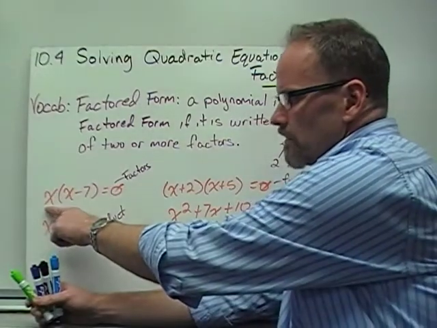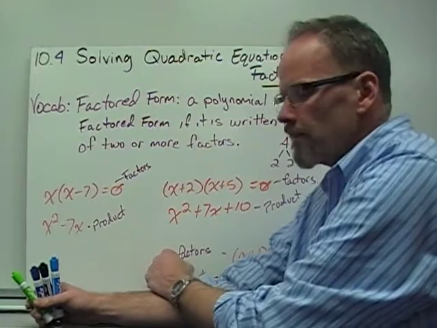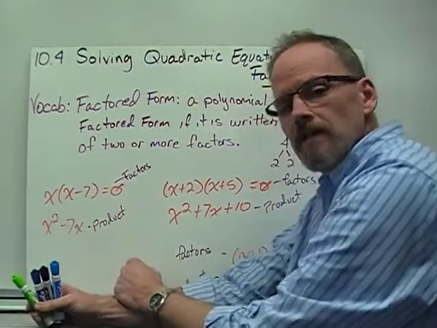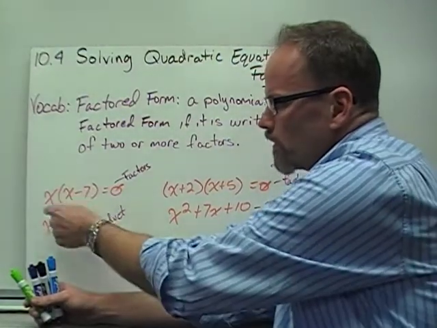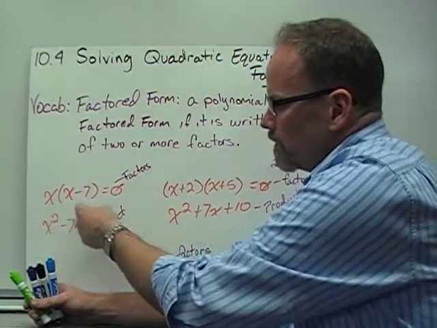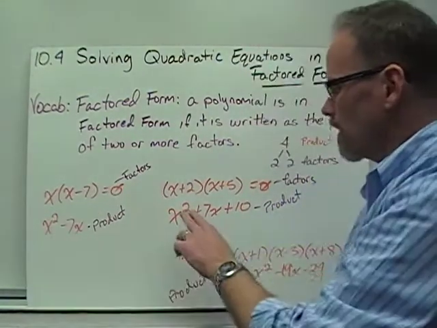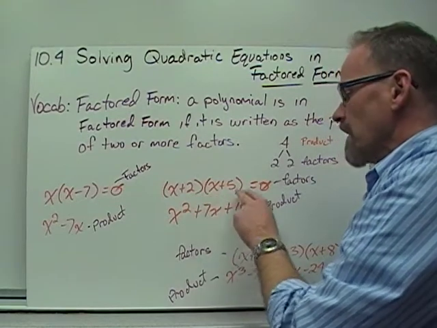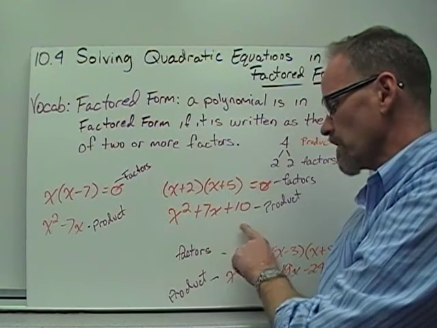So if I gave you something such as this, x times the quantity x minus 7, x is a factor and x minus 7, that whole quantity, that binomial, is a factor. If I multiplied those together, they would give me a product that looked like that. But we are going to mostly work with the factors in this lesson. Another type, here's a factor, this quantity, x plus 2 and x plus 5. If I multiplied those together, I would have this for a product.